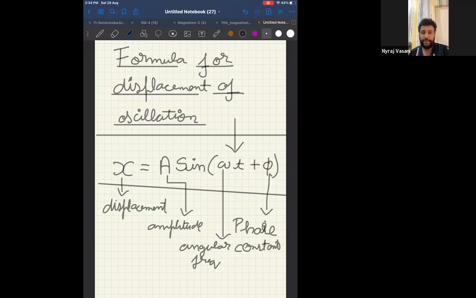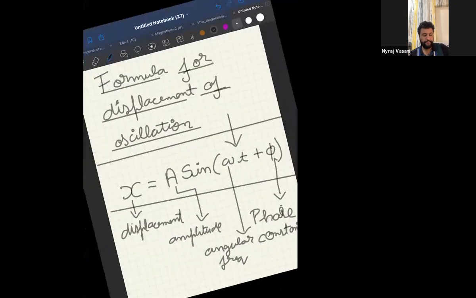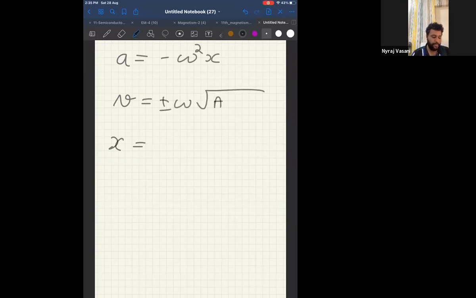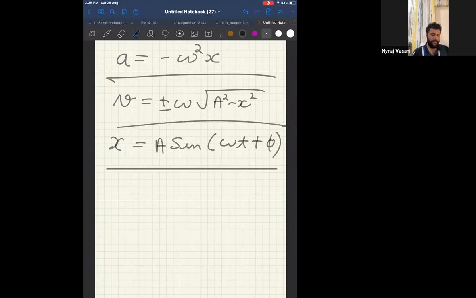Now, the 3 questions that I'm going to ask you for this Viva are: what is the general formula for acceleration of oscillation? What is the general formula for velocity of oscillation? And what is the general formula for displacement of oscillation? I'll fill it for you. A is equal to minus omega square x. Velocity is equal to plus or minus omega root of a square minus x square, and x is equal to a sine omega t plus phi. These are the three things you should remember.